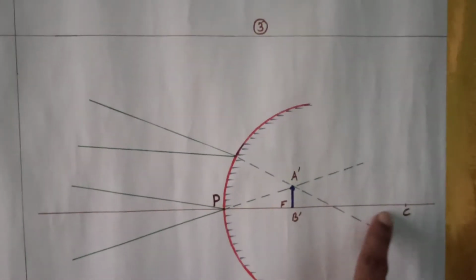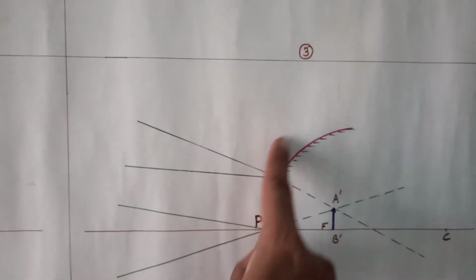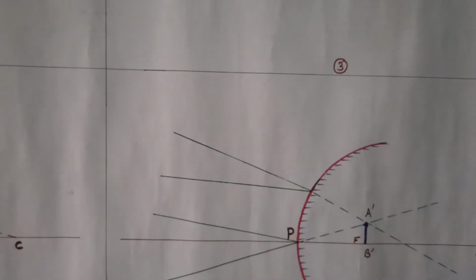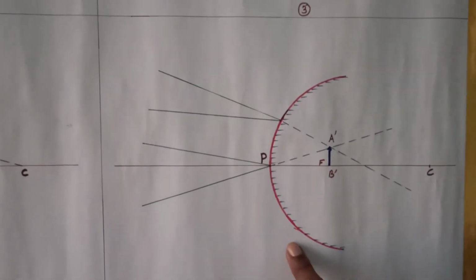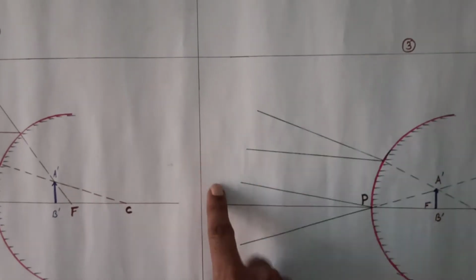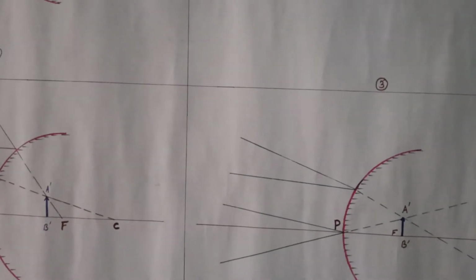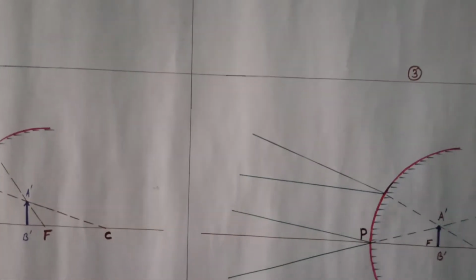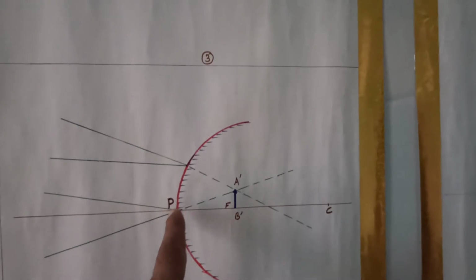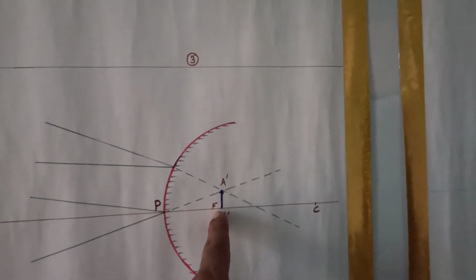Here you can see this is again the principal axis, and this mirror is called a convex mirror because the reflecting bulging part of this mirror is the reflecting surface of the mirror. Now here the object is at infinity, that's why it is not drawn here, it is very far. So when the object is placed at infinity, what is the position of the image? You can see here the position of the image is formed behind the mirror at the focus F.